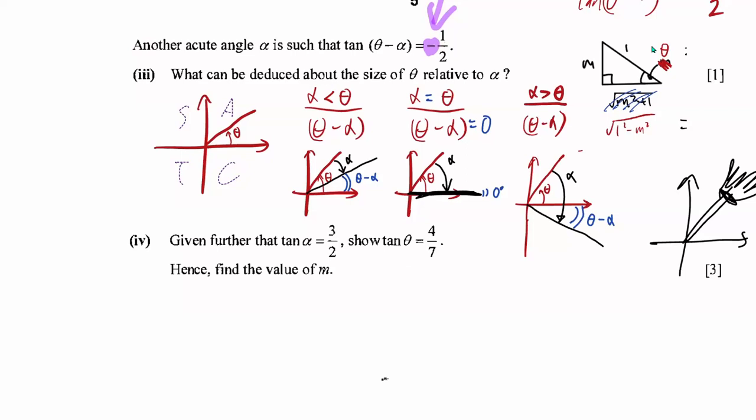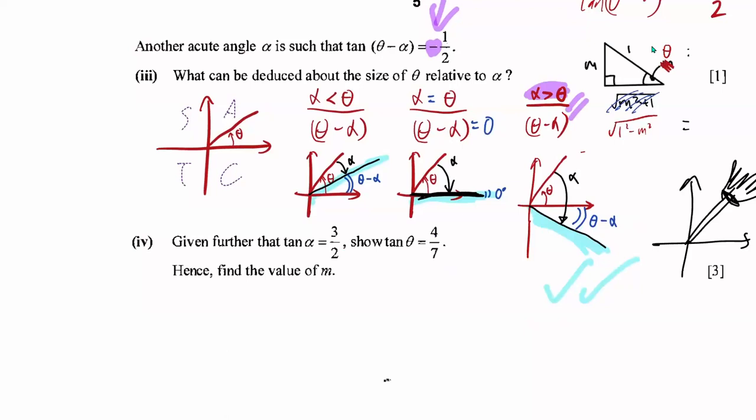This is in quadrant 1. This is in quadrant 2 and 4. Quadrant 2 and 4. So which possibility? This one, or this one? The last one. Only the last one allows you to have the possibility of tangent being negative. So it has to be the last one. So the answer to the question is alpha is more than theta. Understand?